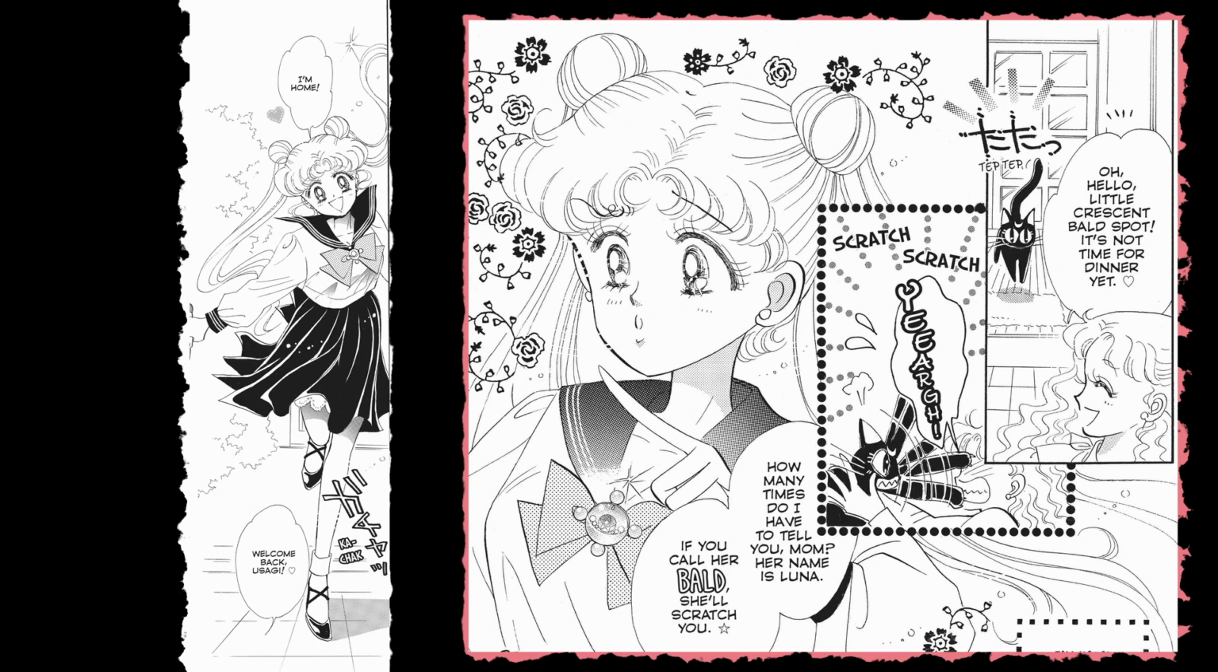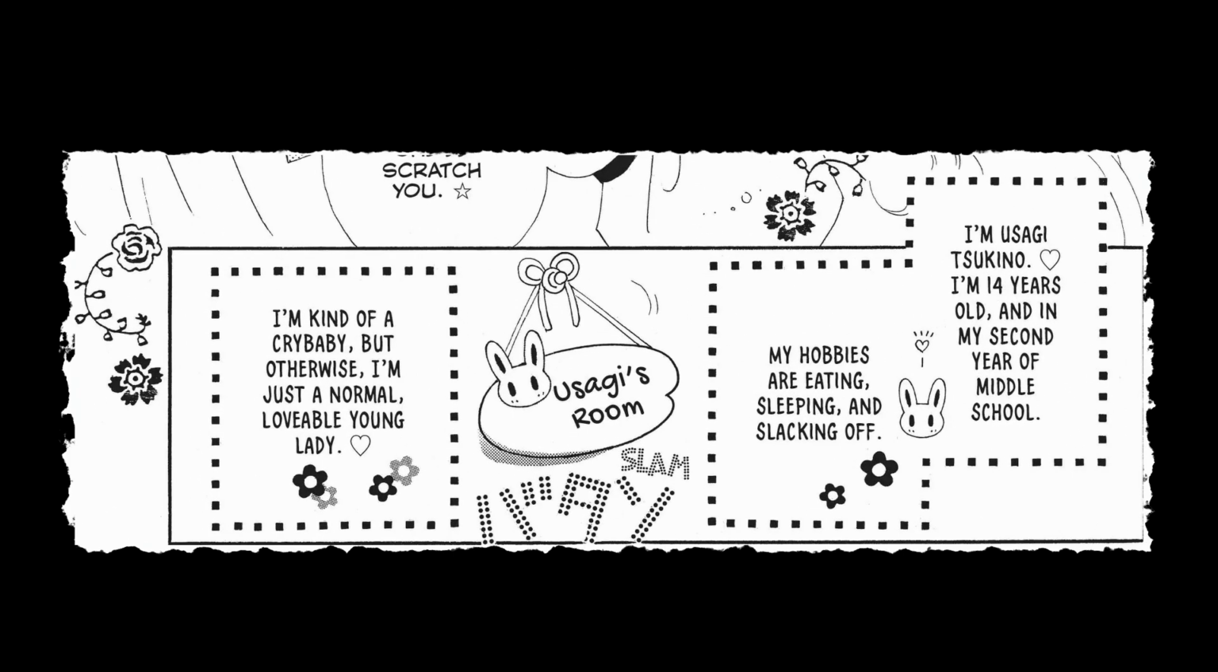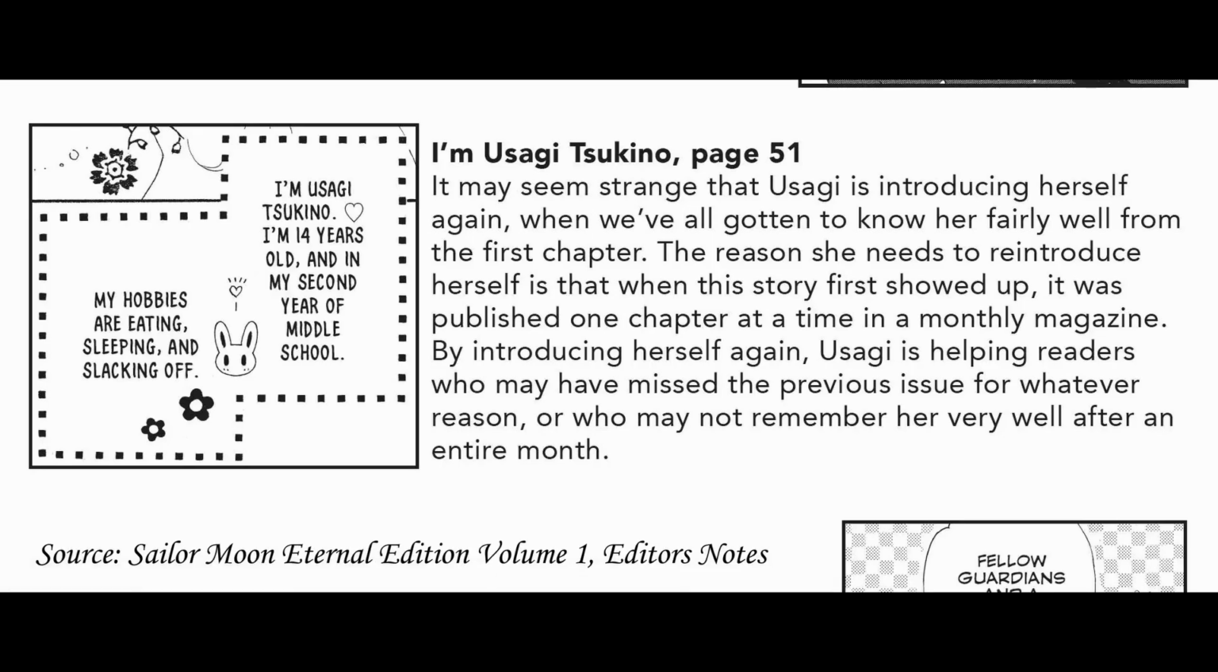In the manga, when Usagi arrives home, we get a comedic scene where her mother refers to Luna as Little Crescent Bald Spot and gets scratched in return by an infuriated Luna, who hates being called bald according to Usagi. I wonder how this would have played out in Crystal. It's then followed up with a reintroduction of Usagi, which would have been more of a needed addition in the manga, as each chapter came out once a month, and so it served as a nice little reminder to the readers of who Usagi was.